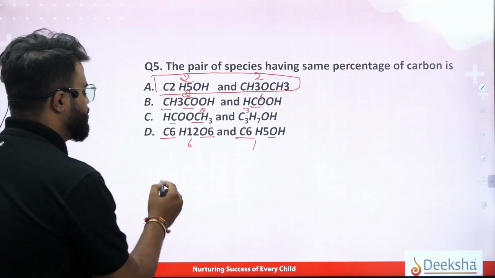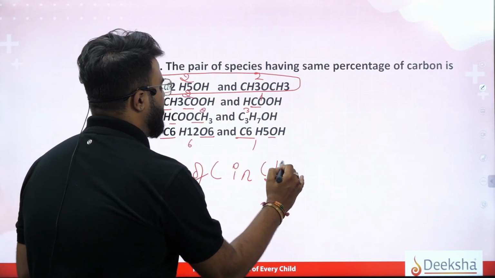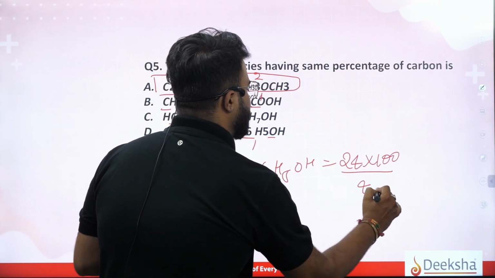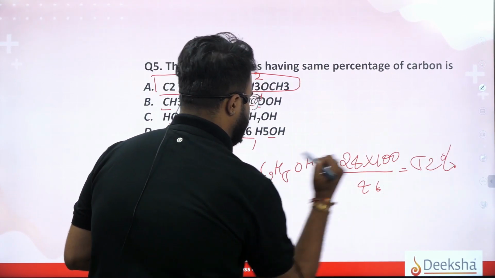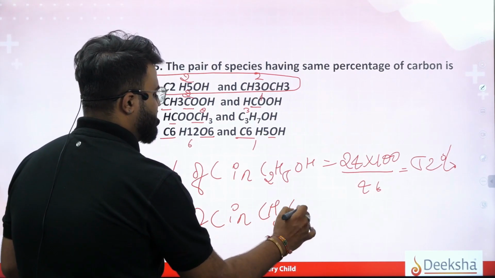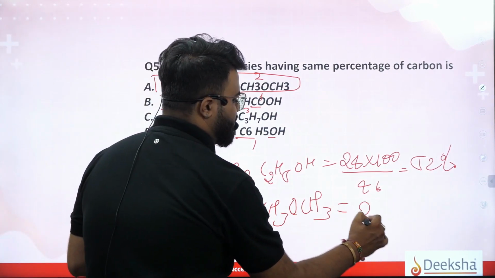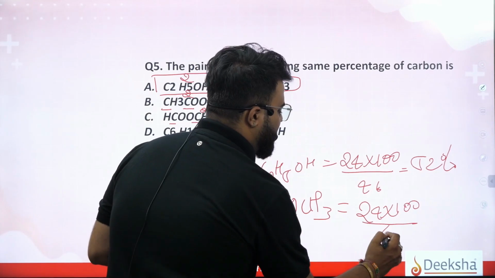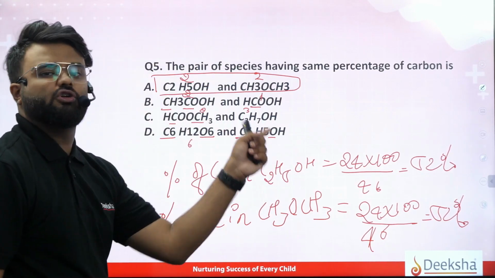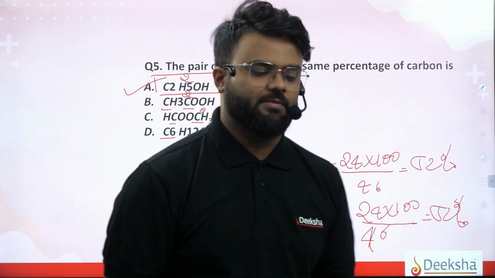So we'll find the percentage composition, the percentage of carbon in C2H5OH is equal to 24 into 100 divided by 46, which will be 52%. Same percentage of carbon in CH3OCH3. What will you get? The same thing: 24 into 100, and the gram molecular mass is 46, equal to 52%. So we are getting 52% for both. Then option A will be your correct answer.